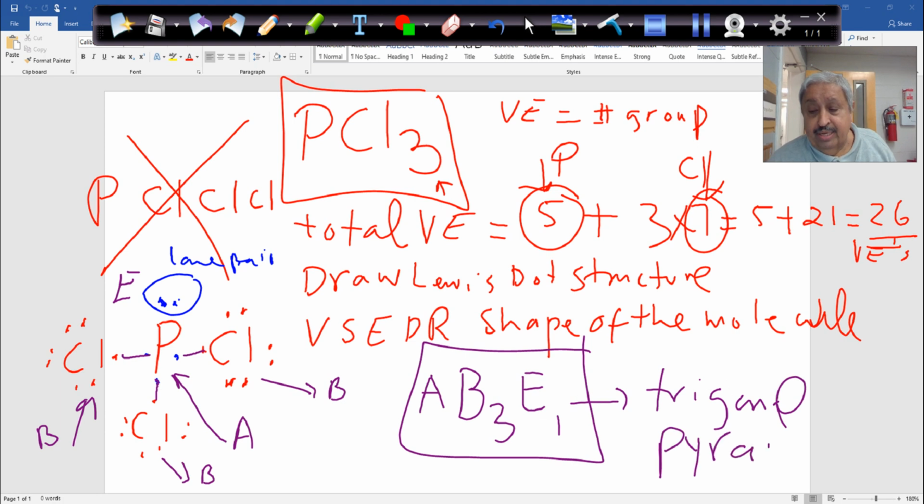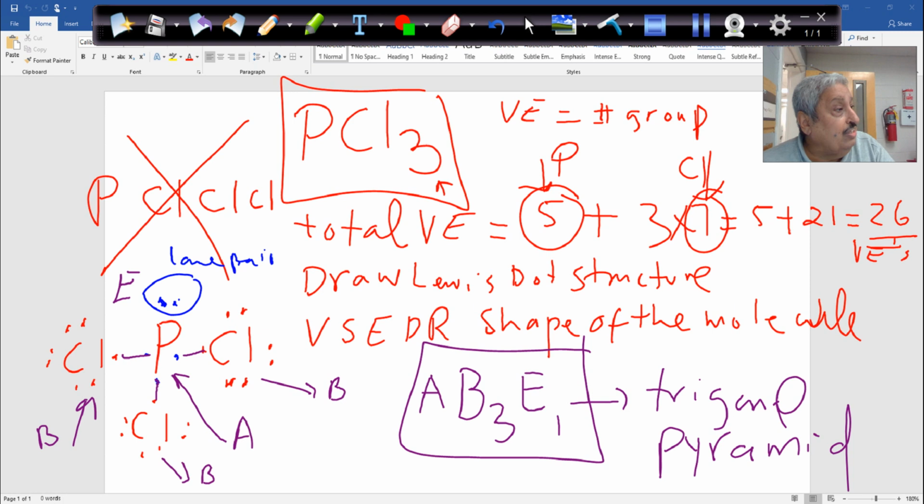pyramid. So this one I can't help you. You have to memorize those tables. Remember the chart I gave you with all this code. Look at those there in iCollege. They are there. So AB3E1 is trigonal pyramid.